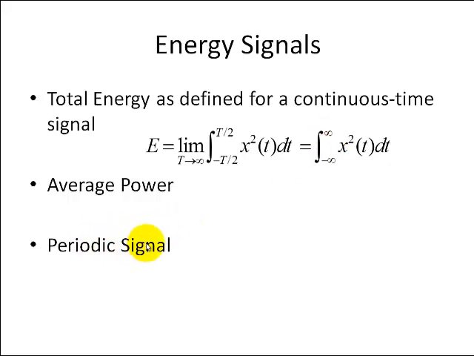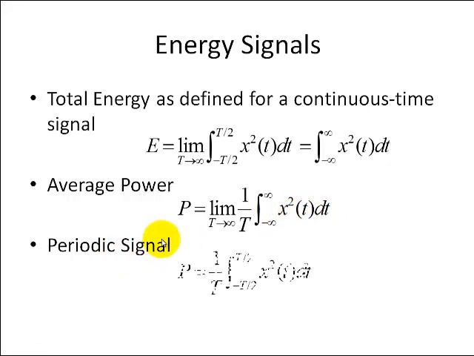Now, a periodic signal will not make sense when we integrate because we know that the area will go on forever and ever and goes to infinity. So a periodic signal using this definition of energy does not make sense. Now, the average power is defined as the limit as T approaches infinity of 1 over T, integrating from minus infinity to infinity, x squared dt.